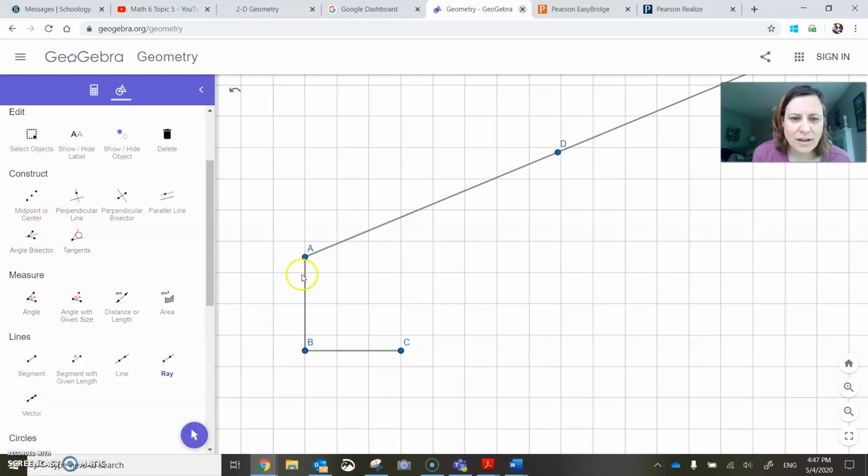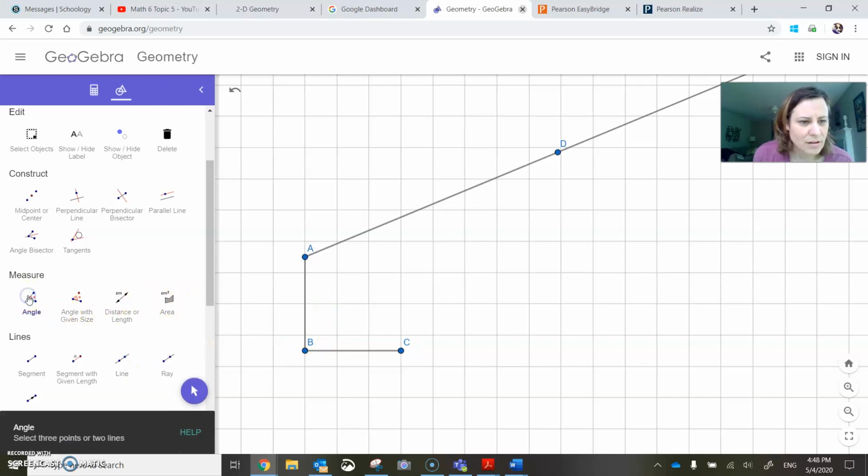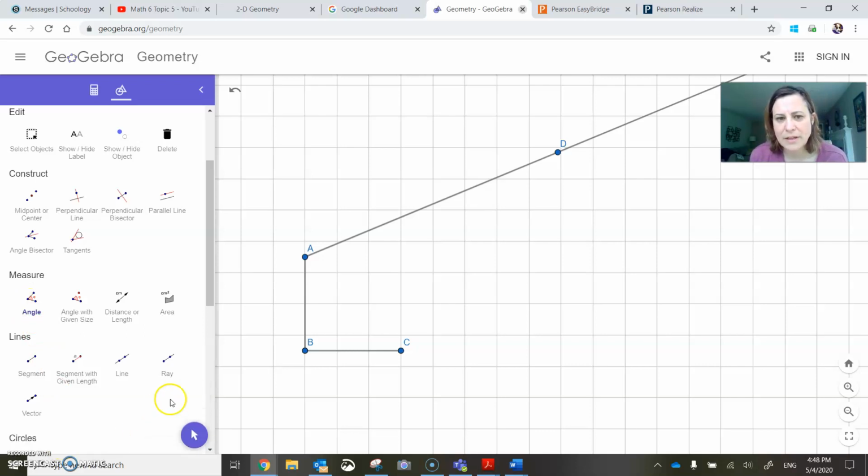And I'm going to focus on angle A for just a second, and I want to try to measure it. So let's see if we can measure an angle. It says select 3 points or 2 lines to measure the angle. So I'm going to select this line and this line, and it tells me that that angle is 113 degrees. So now I'm going to draw another ray.